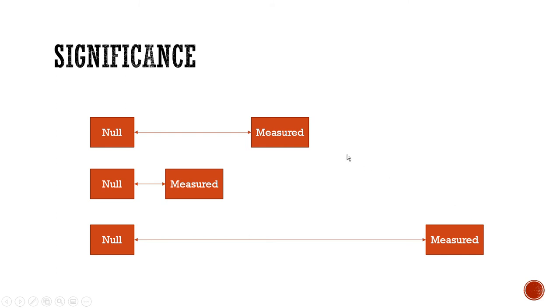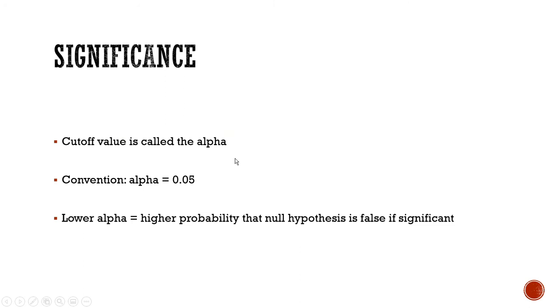So what is significant is very relative, except that it's a p-value below a certain number. Significance has this cutoff value for the p-value called the alpha, and any p-value under the alpha is significant. By convention, the alpha is 0.05, but this is by convention. It's a rule of thumb, not a rule.